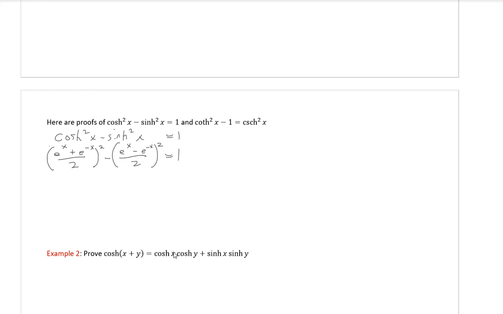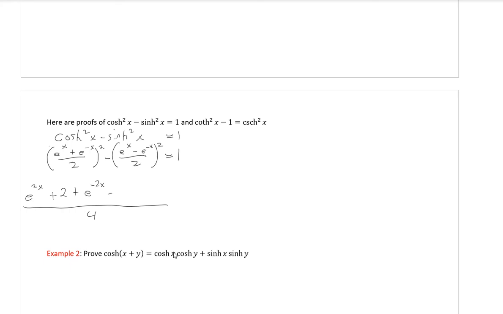Okay, so if I square these, what I get is e to the 2x. Basically, I'm going to be foiling these. And then I would get e to the x times e to the negative x, and I would get 2 of those. E to the x times e to the negative x is 1, times 2 is just 2. And then when I do e to the negative x squared, I get e to the negative 2x. And then the 2 on the bottom is going to get squared as well to 4, but so will the other side. So I'm just going to keep this all over 4.